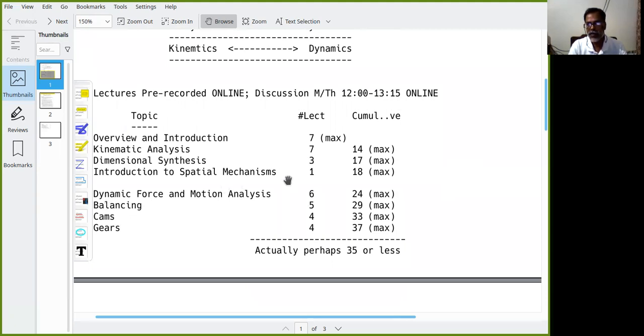Now, after or just before the midterm exam period, this topic may start, which is dynamic force and motion analysis, then balancing. Now, balancing depends on this, and dynamics depends on the kinematics done here. Then cams and gears. So this will be the typical order, except for this one, which may change its order. So in the count, it comes as at most 37 lectures, but actually it may be a total of 35 lectures or perhaps a little less.